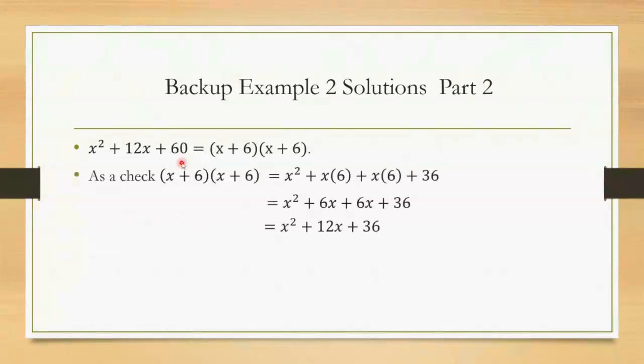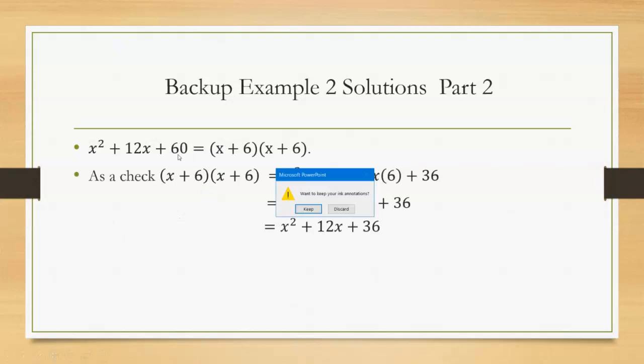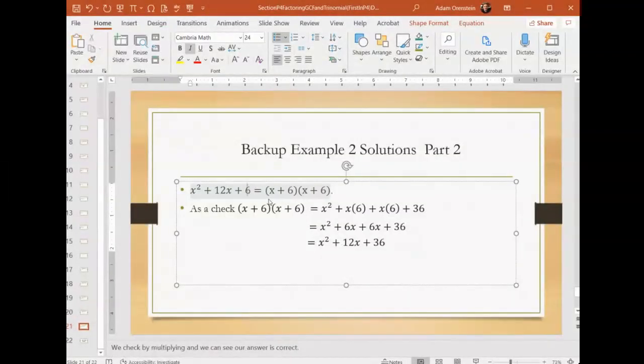Yeah? So basically what you're looking for here is two numbers that multiply to 36 and two numbers that add up to 12. It has to be the same two numbers, yeah. Okay, thank you. You're welcome. Okay, so that's what we get here. Well, instead of 60, this should be 36. So I just fix that. There we go. But that's what we're looking for.